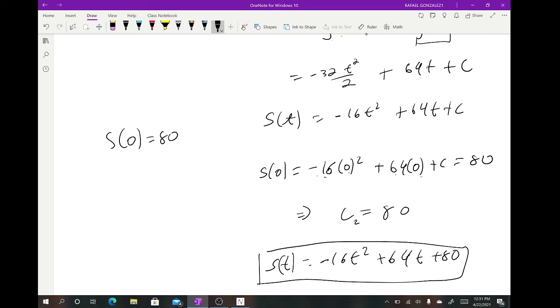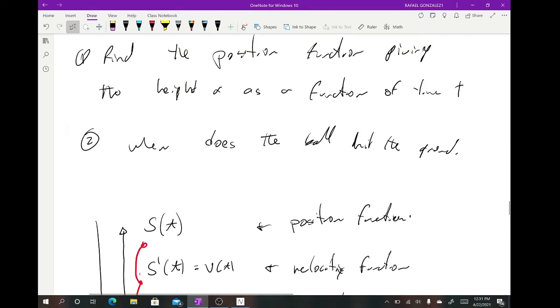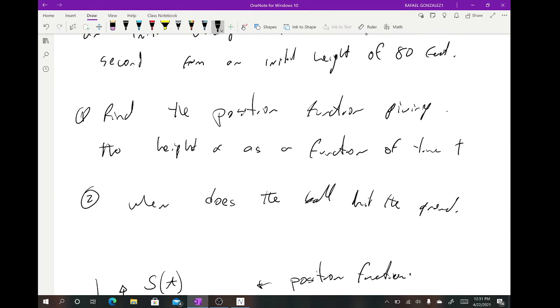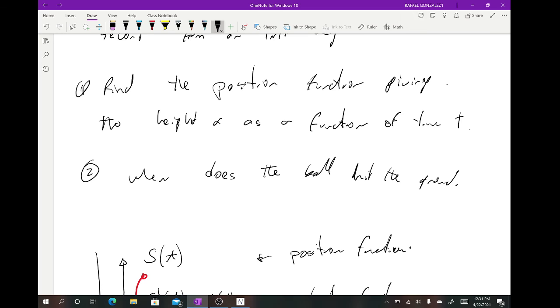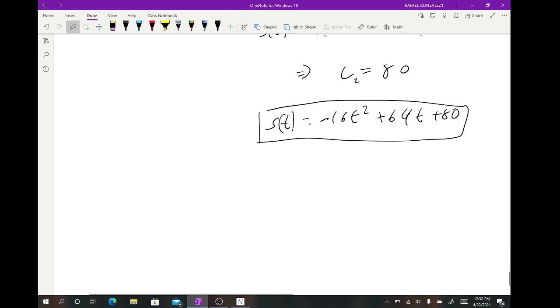Now, we were asked to find a position function. That was part 1. So we did all of this work to find part 1, to find the position that gives the height as a function of time t. Part 2 is to find out when the ball hits the ground. Now, the ball hits the ground when this function is equal to 0. Because if the position is positive, then the lowest possible position that you could have will be the ground, and that will be 0. So all we have to do is solve for when negative 16t squared plus 64t plus 80 is equal to 0.